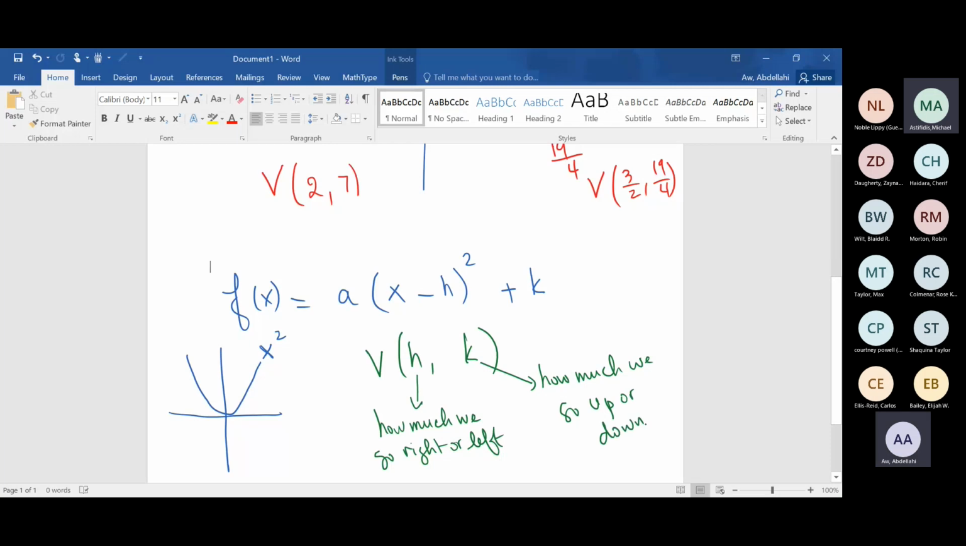And when you multiply by a outside, do you remember the action we have to do? A f of x. What is the action? Stretch or shrink the range, right? So basically, I'll give you an example of how we use a vertex.